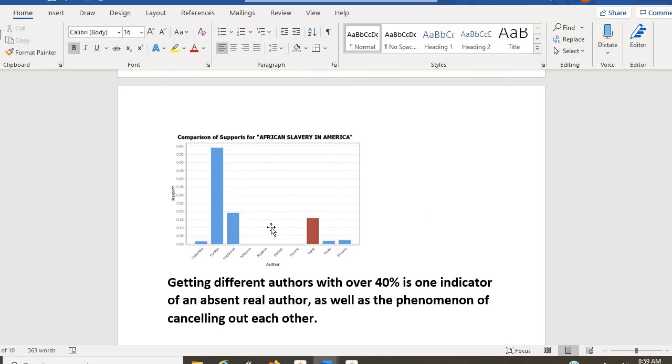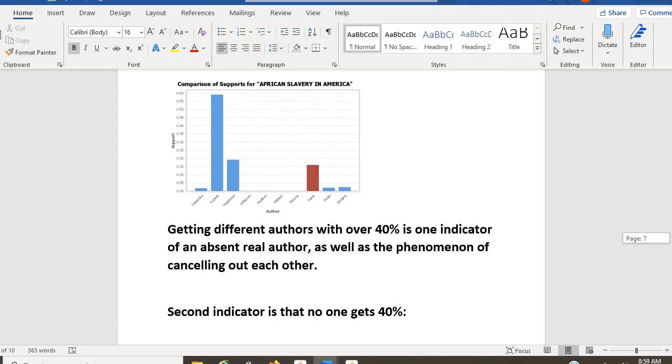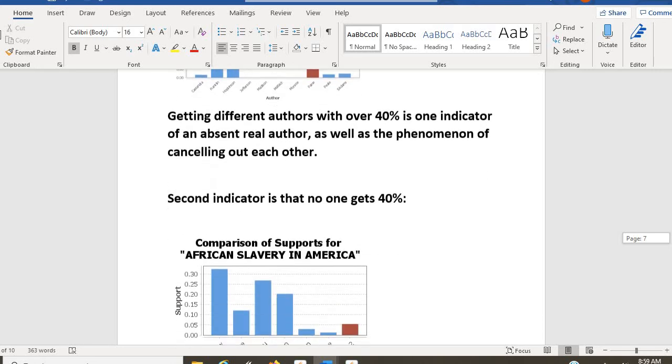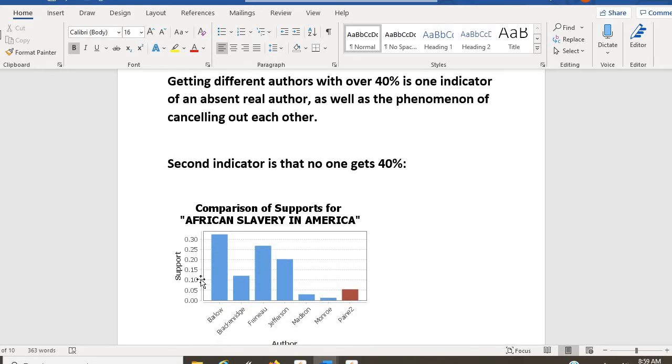So, how do we determine who wrote African Slavery in America? Well, we have to keep looking. There is a second indicator, which doesn't appear in African Slavery in America. It appeared in one test, and I'll show you what it looks like. If you have an array of authors where no one gets 40% repeatedly, like if you do 10, 20 tests, and no one shows 40%, you're probably dealing with one of two things.